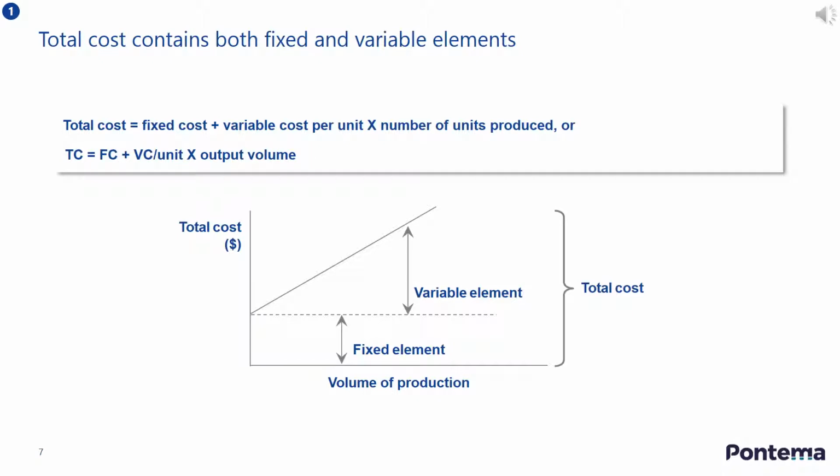The total cost of an organization will contain both fixed and variable elements. If there is a linear relationship between output and variable costs, the equation shown on the slide can be used to predict the cost of production. In other words, total cost is a product of the variable costs per unit multiplied by the number of units produced, added to the total fixed costs.